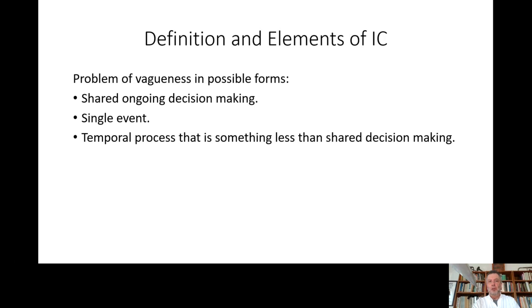The alternatives to this ideal of shared ongoing decision making would be a single event, say a signature on a form. That's how most people understand informed consent. Or in between, a temporal process that's something less than shared decision making, as will be advocated by Faden and Beauchamp. So Katz will be our exemplar of informed consent understood in terms of shared ongoing decision making. Faden and Beauchamp, an exemplar of something less, something more practical.